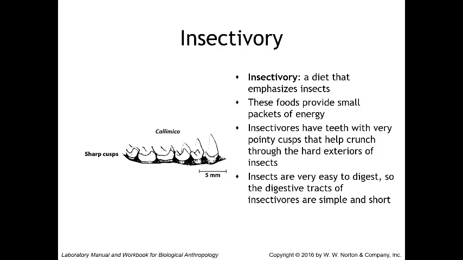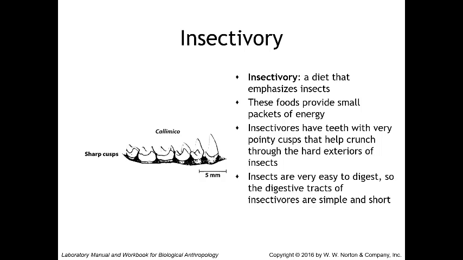Insectivores will also have teeth with very pointy cusps, and these teeth help them crunch through the hard exteriors of insects. Once that insect has been broken down into smaller pieces, it's then swallowed and sent down the digestive tract, right? Insects are also very easy to digest, so the digestive tracts of insectivores are simple and short, right? Not like our colobus monkey that has a long digestive tract because he is a folivore, right? So many of our lorises and tarsiers are insectivorous, as are some of the marmosets. The marmosets are our New World monkeys, right?